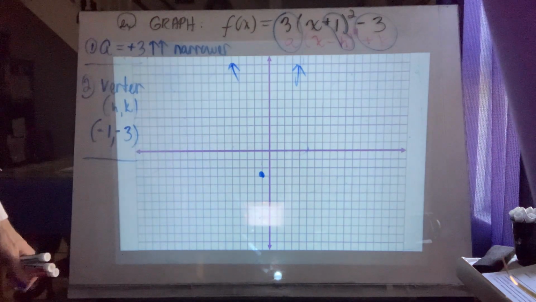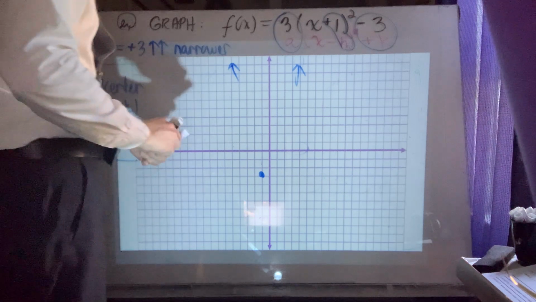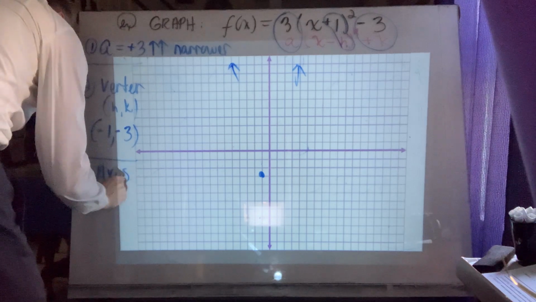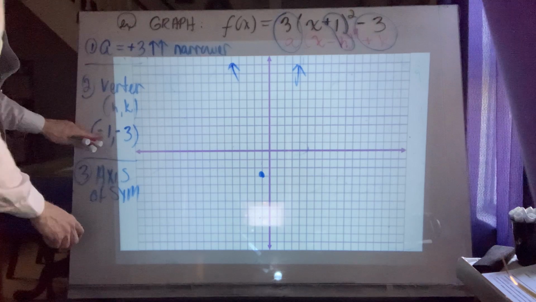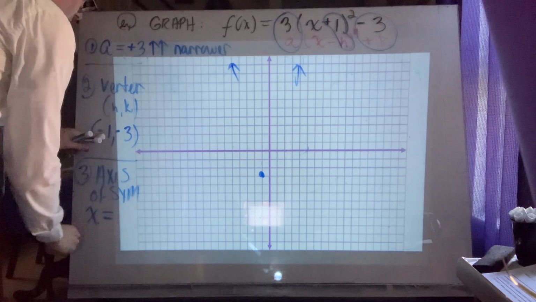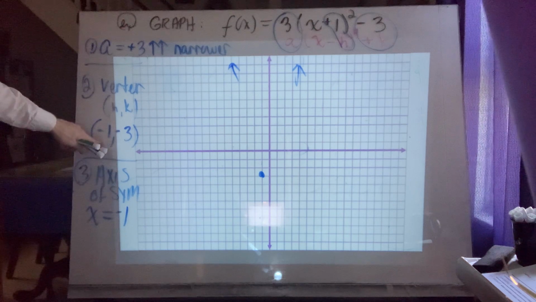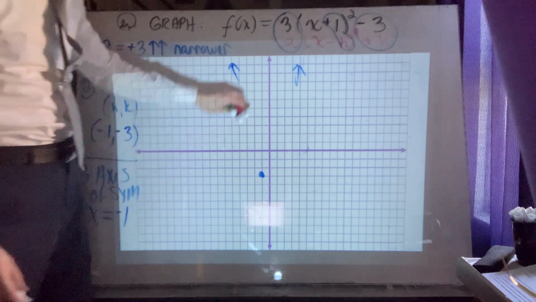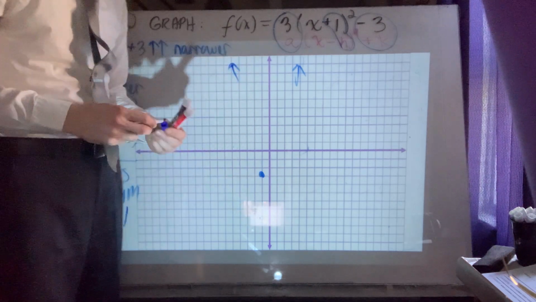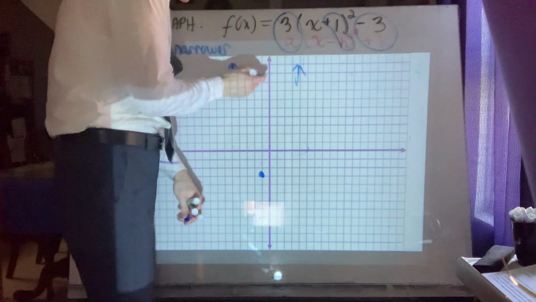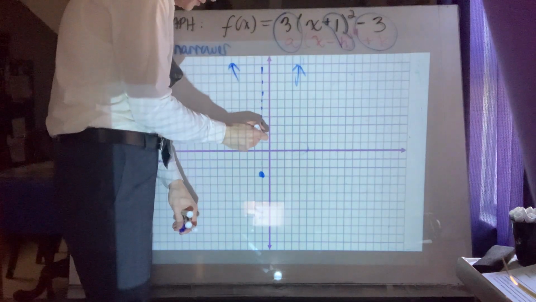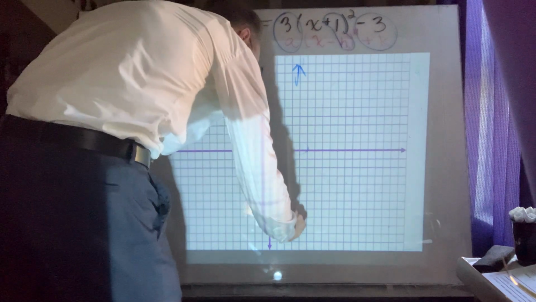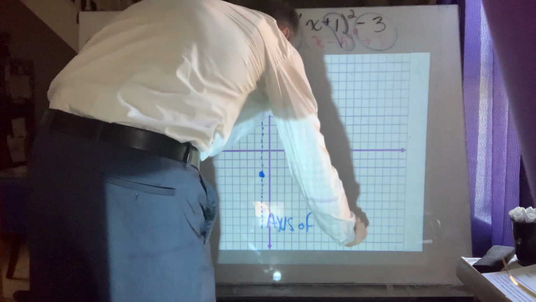The next thing might be that you're looking for the axis of symmetry, which is good to know, and would be the vertical line x equals negative 1, from the vertex x-coordinate. So you would put a line through here. I'm just going to, not to have to dig up my ruler here, draw a very faint dashed line. This is the axis of symmetry, and this is the vertex.